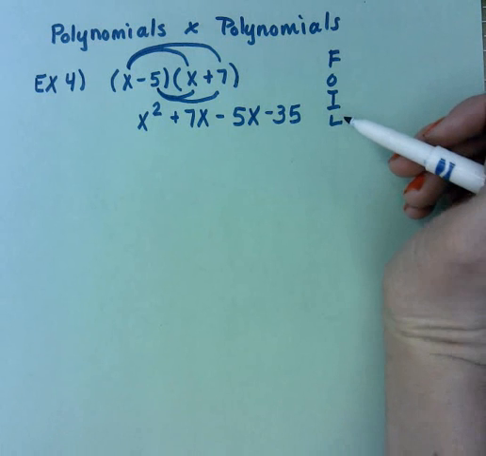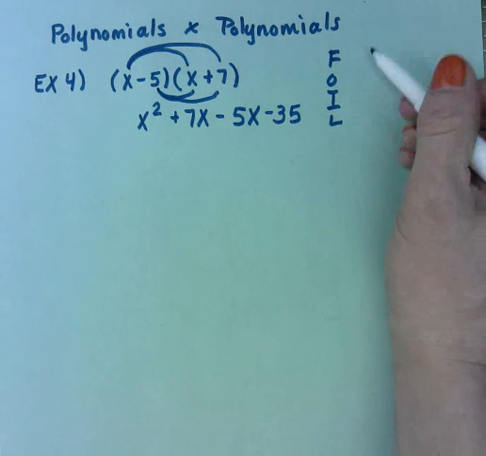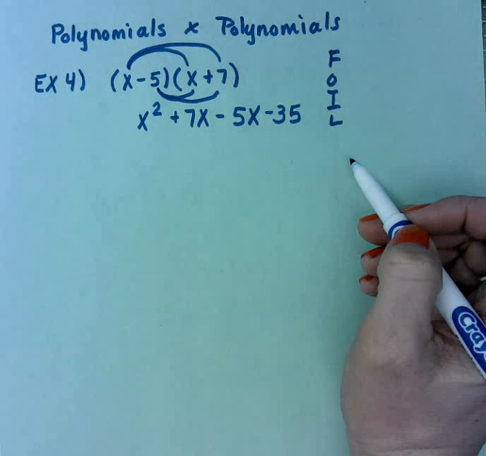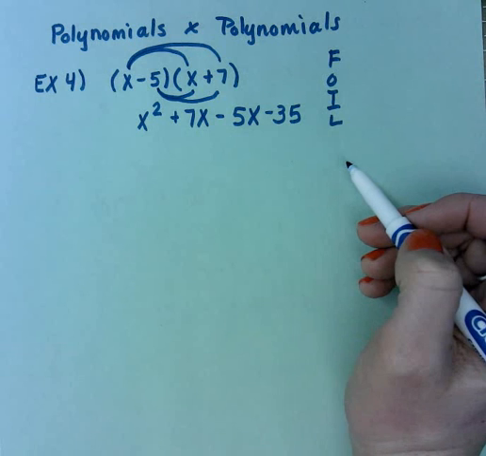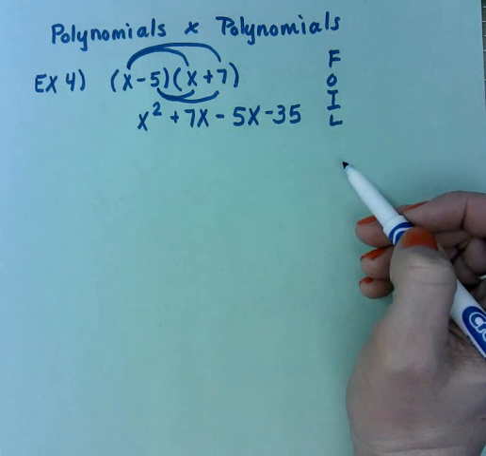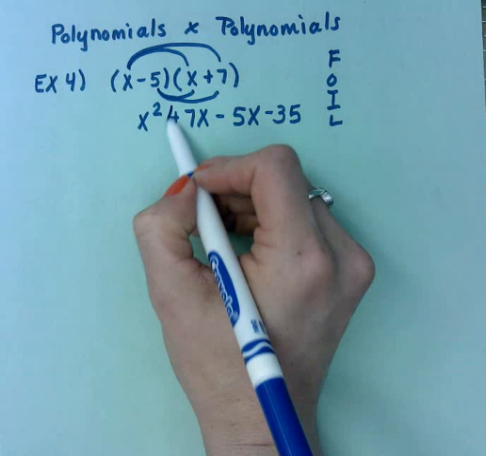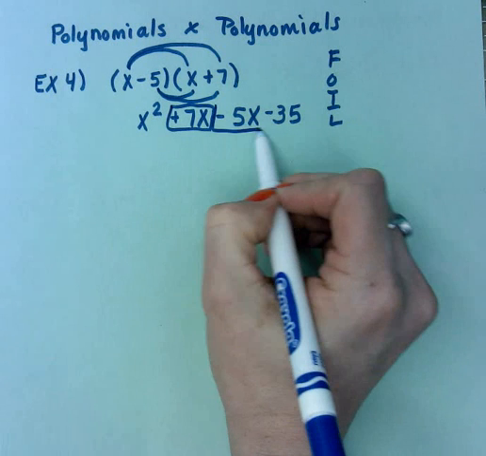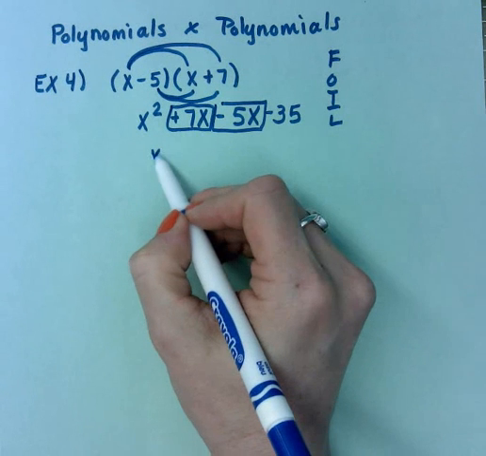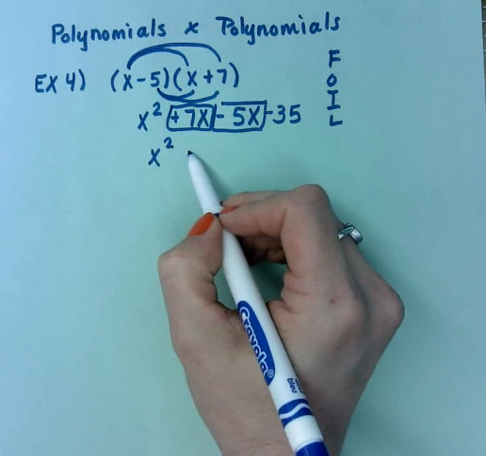So, am I done? No. Why not, Nick? Because you have to add like terms. What are my like terms? 7x and negative 5x. Good save there, Nick. So 7x and negative 5x. So my final answer, Nick? Is x squared plus 2x minus 35. Nice.